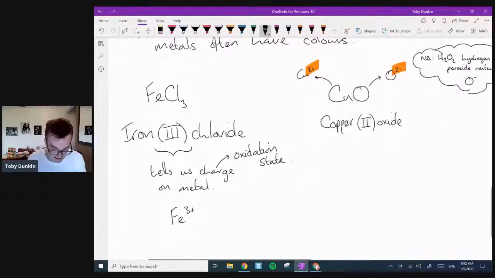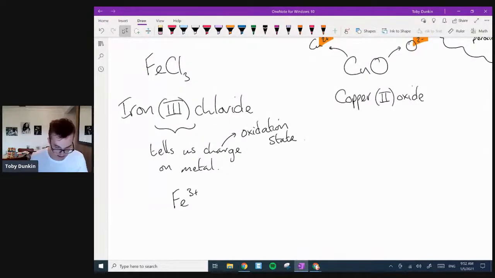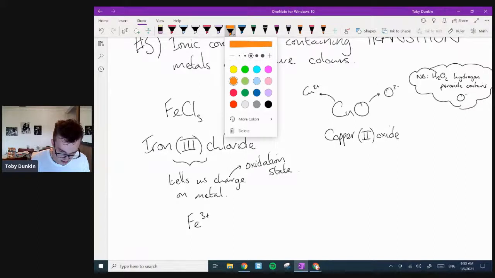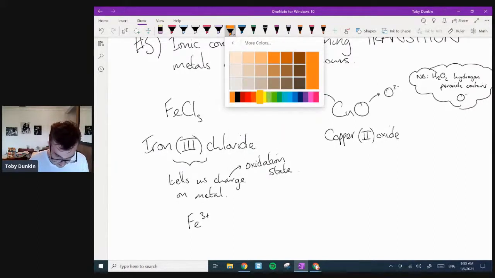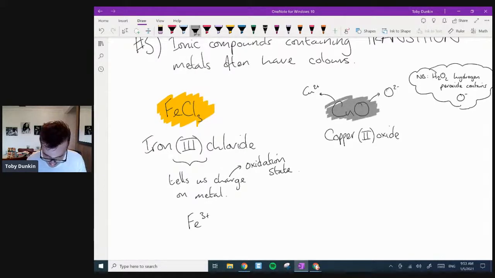Now, the great thing is these both contain transition metals, so they're going to have colors. I'm going to tell you that the iron 3 chloride is going to be yellow. It's going to be a dark yellow, because I'm going to show you a picture and it's going to be a solid. It's going to look like this. Yeah, it's yellow. And the copper oxide is black. Jet black too, really black.